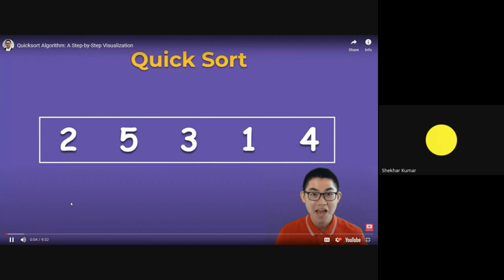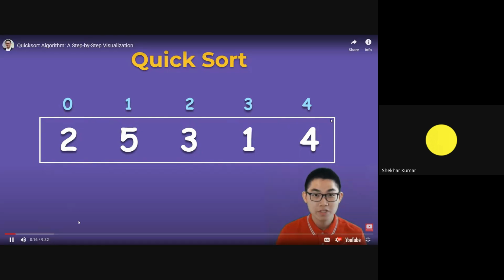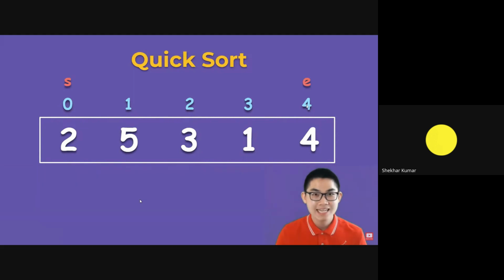It shows how quick sort works, and then at the end of the video, we'll go through the Python code together. The first step is to put the indexes onto our array. So here are the indexes 0, 1, 2, 3 and 4. These are the elements 2, 5, 3, 1 and 4. The second step is to put the start and the end on this array. So the start is S and the end is E.